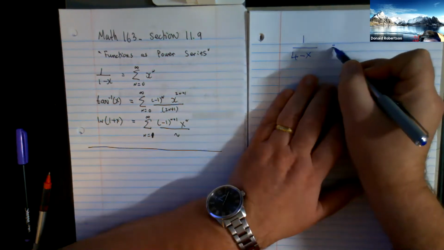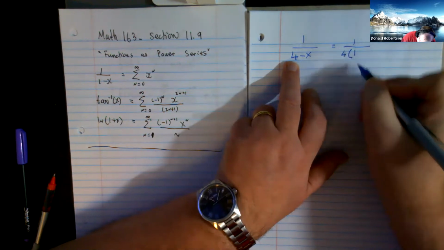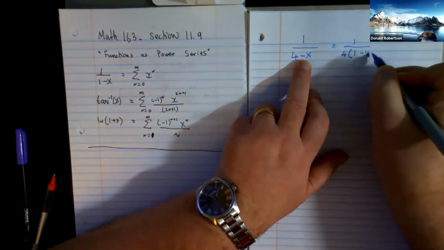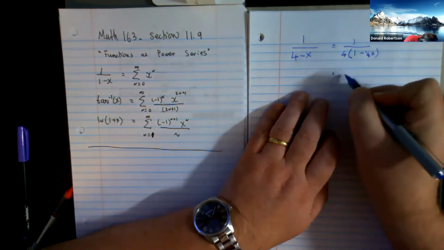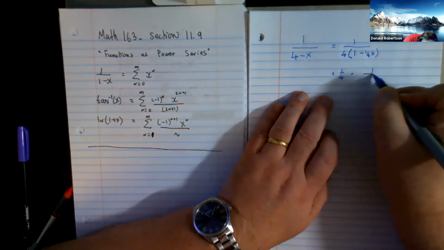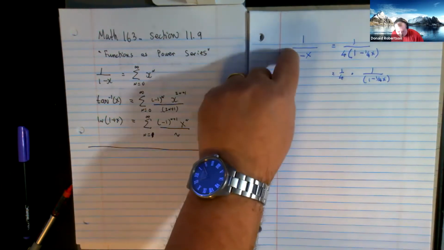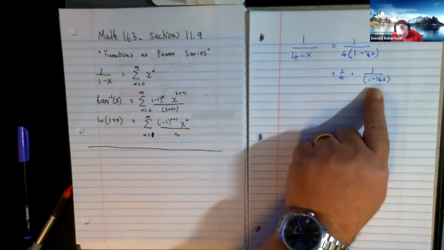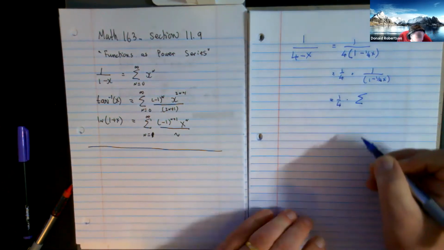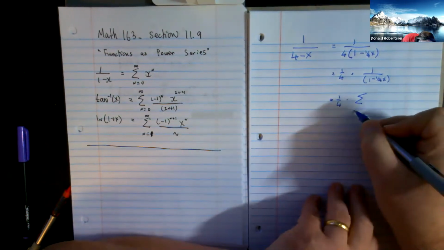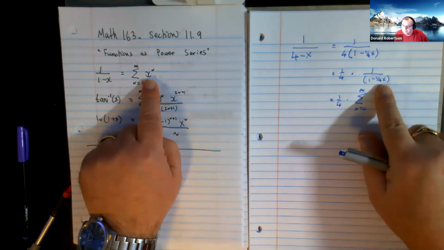So now I pull out a common factor of 4. That makes this 1, and that makes this 1/4 x. And then I'm going to think of this as being 1/4 times 1 over 1 minus quarter x. So that was the original, but this is the way it's going to look. And I can now do the substitution part. What will this x be replaced by? What will this x here be replaced by? 1/4 x.